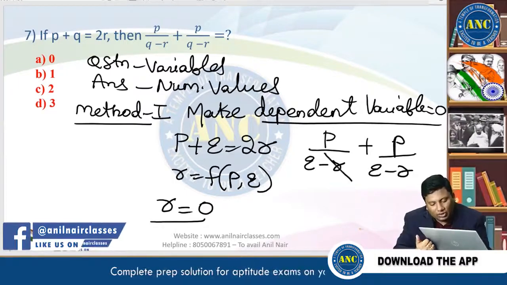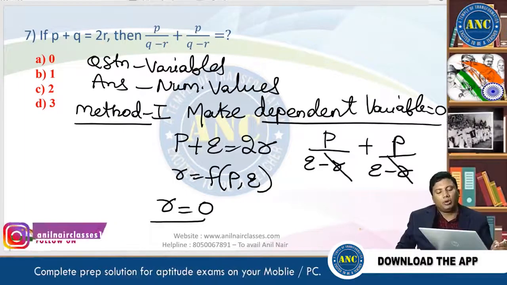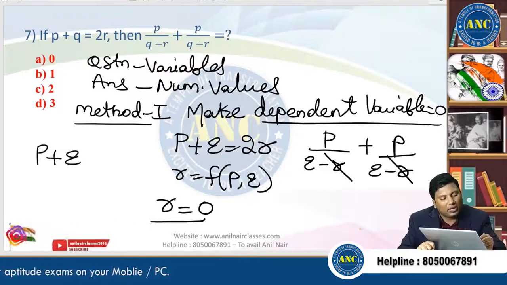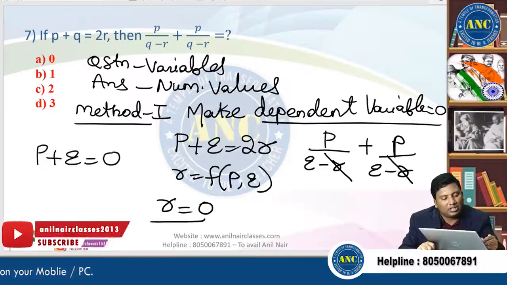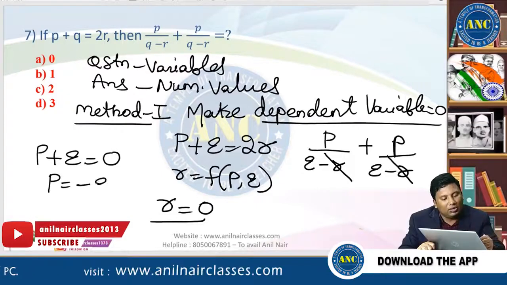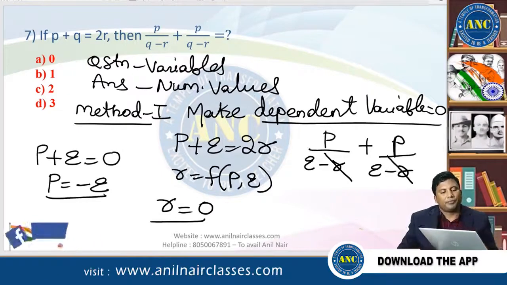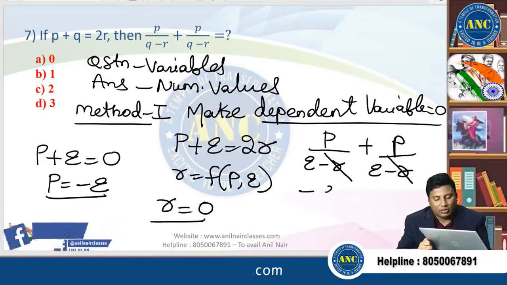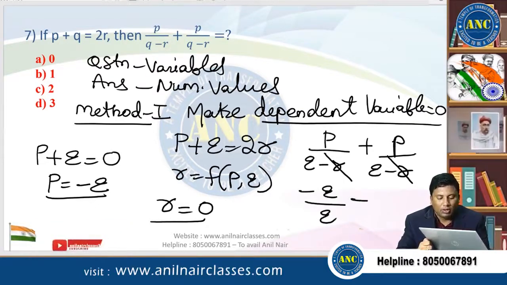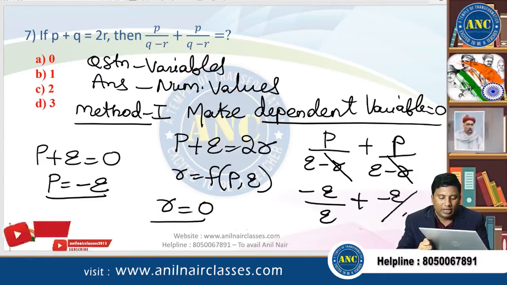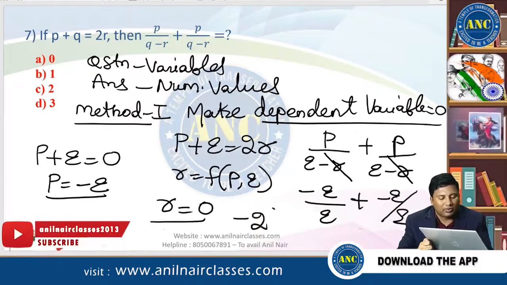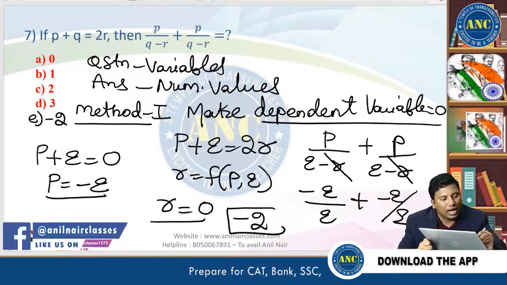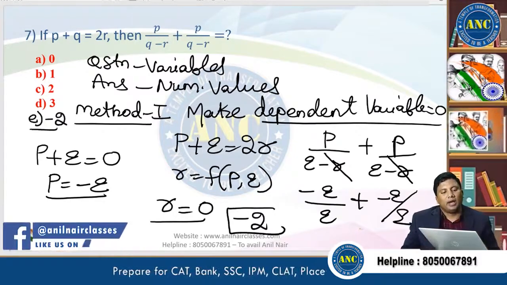Make R value 0. I got P by Q plus P by Q. If R is 0, P plus Q is 0, what is P value? P is equivalent to minus Q. So minus Q by Q plus minus Q by Q is minus 1 minus 1. The answer for this question is minus 2.